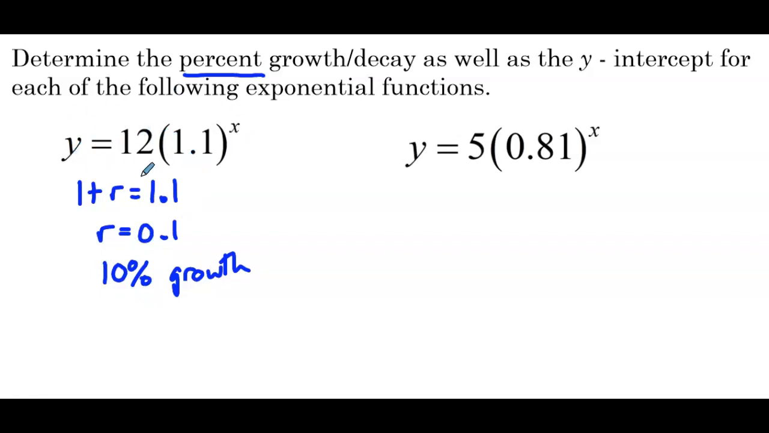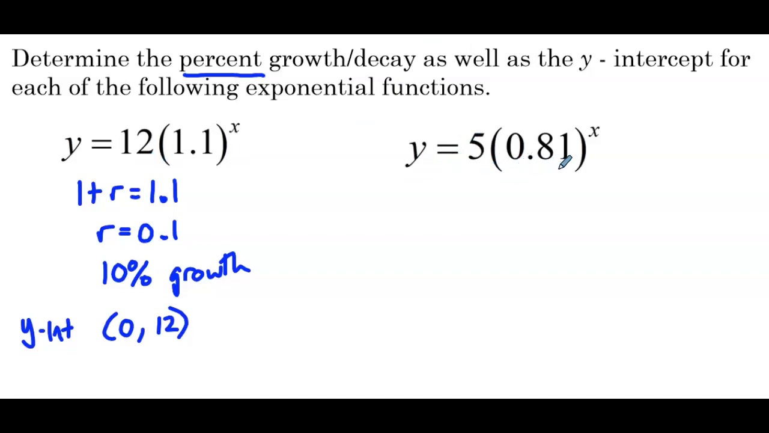And even if we look back in the original exponential function, we're multiplying by a value larger than 1. Our numbers are going to get bigger, so that would be growth. The y-intercept, well, that's the point where x equals 0. So if we plug 0 in for x, 1.1 to the 0 is 1. 12 times 1 is 12. So 0, 12. And we can think of that as the initial amount. 12 would be the initial amount in this function.